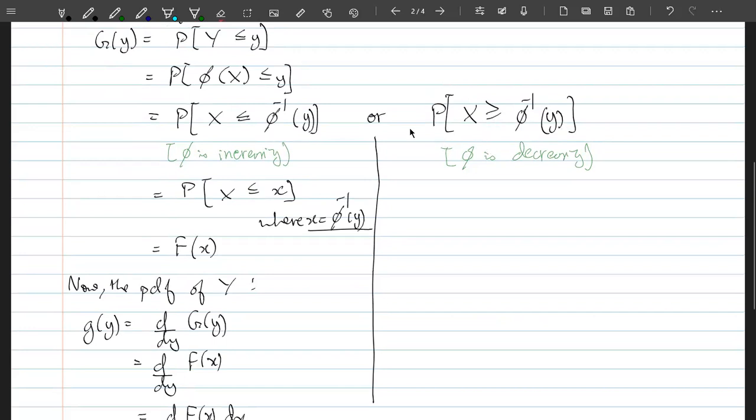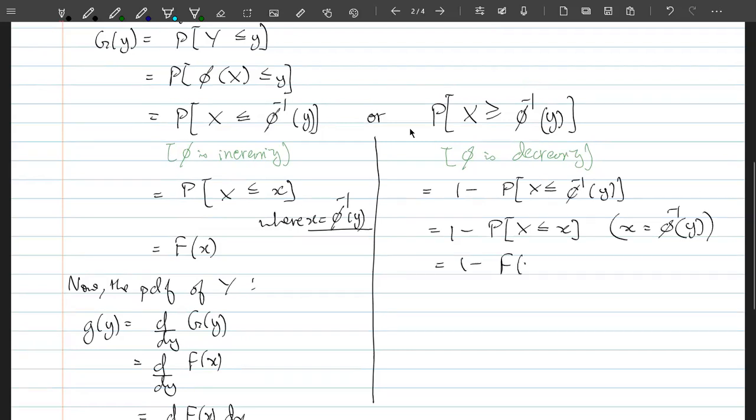Here we get the reversal of the inequality when you go from here to here. Okay, the inequality gets reversed. Now this is not the CDF, but rather it is 1 minus the probability of X less than or equal to phi inverse of y, which is 1 minus the probability of X less than or equal to x, where again x equals phi inverse of y, same definition.